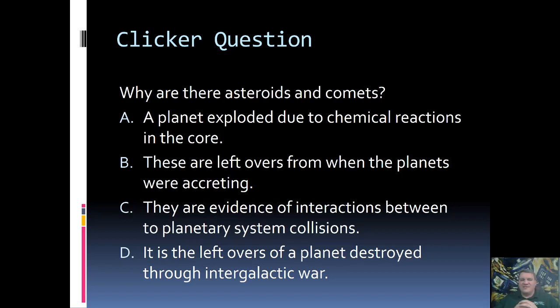Alright, so where do asteroids and comets come from? The correct answer is B. These are the leftovers from when the planets were still accreting. This is the stuff that the planets were not able to sweep together.